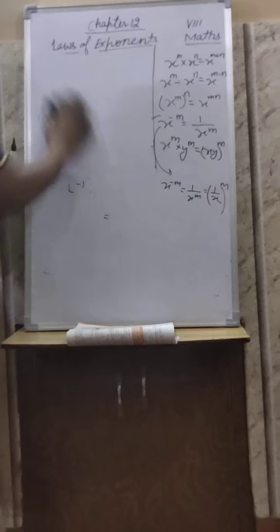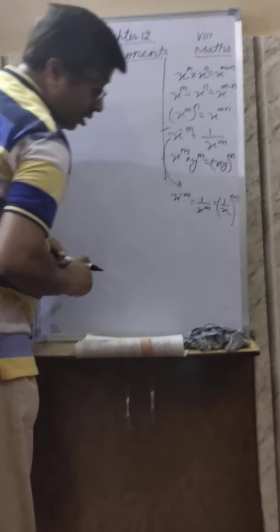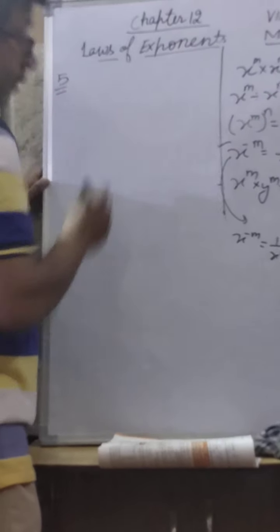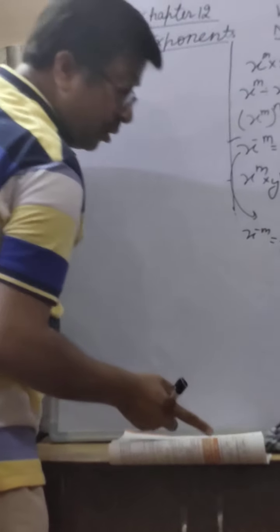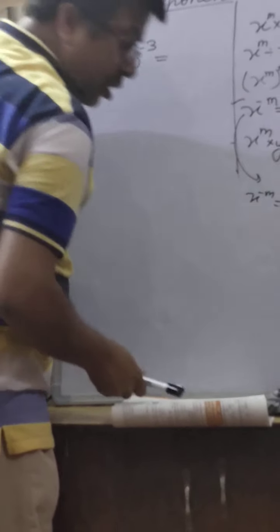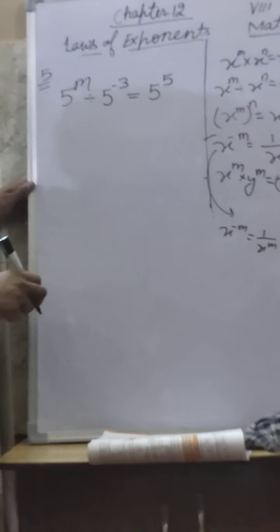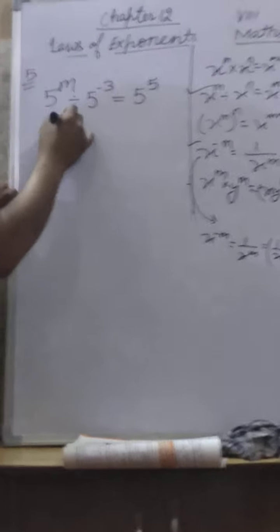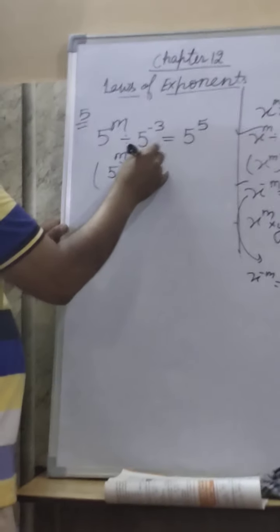Now one more question, fifth question also. It is also most important. What is the fifth question saying? Find the value of m. Find the value of m if 5 power m divided by 5 power minus 3 is equal to 5 power 5. So now which law? This second one we will apply here. If divide, then the power will subtract. So 5 power m minus of minus 3.